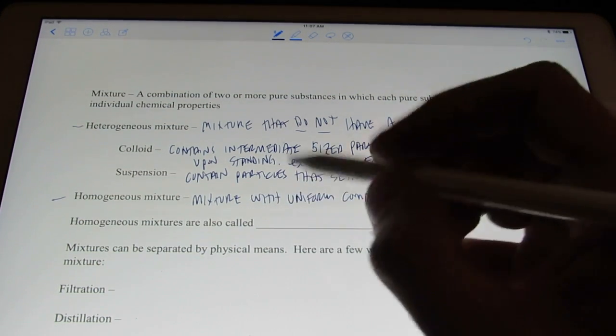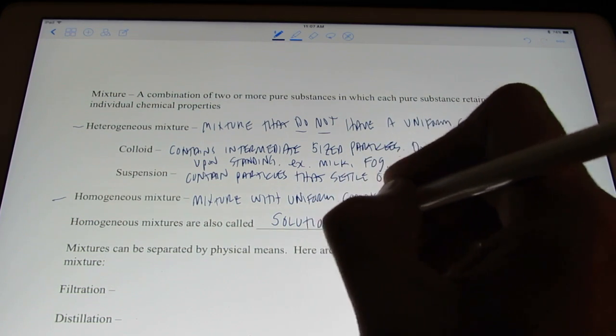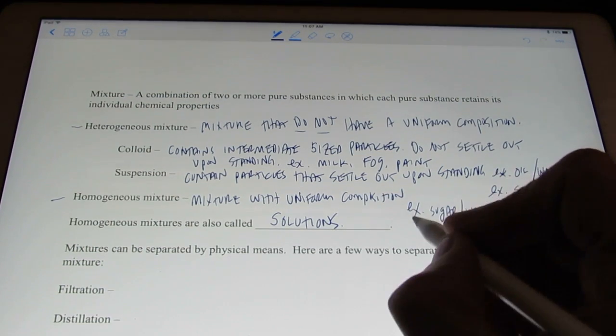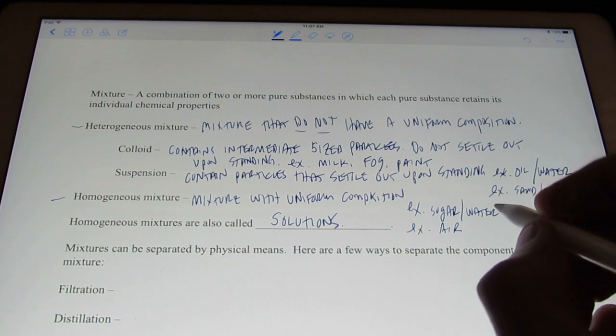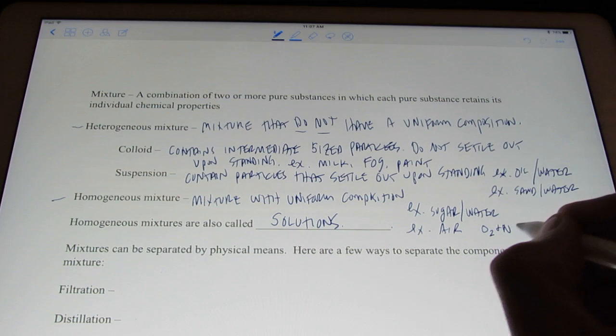Homogeneous mixtures are often called solutions. And you probably heard that term before. Another example of a solution would be air. Air is a homogeneous mixture of primarily oxygen and nitrogen.